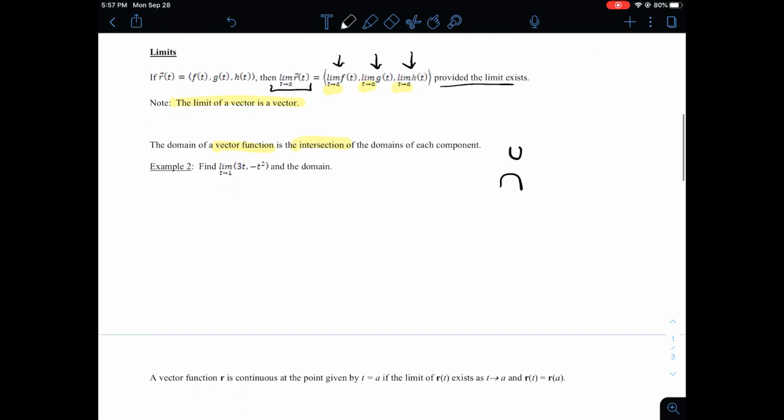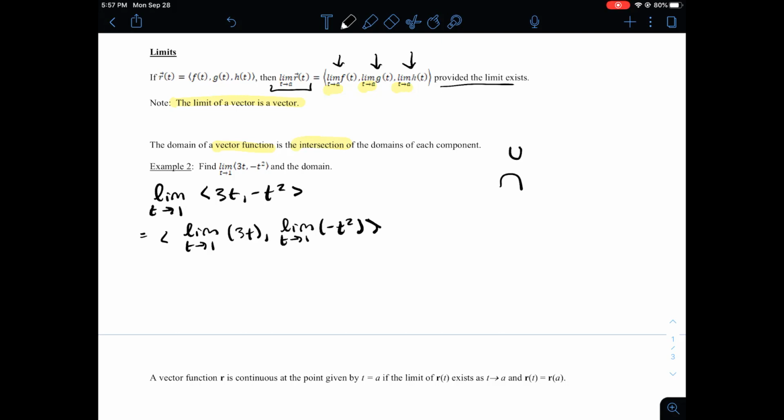So for example, here, let's take a limit and domain. So the limit as t approaches 1 of this vector function, 3t, minus t squared, will be the limit as t approaches 1 of 3t, and the limit as t approaches 1 of negative t squared. Okay, so easy limit, nothing difficult happening on here, but 3, negative 1. Okay, limit of a vector is a vector. Notice I used my pointy brackets, my vector notation. Okay, well, what about the domain?